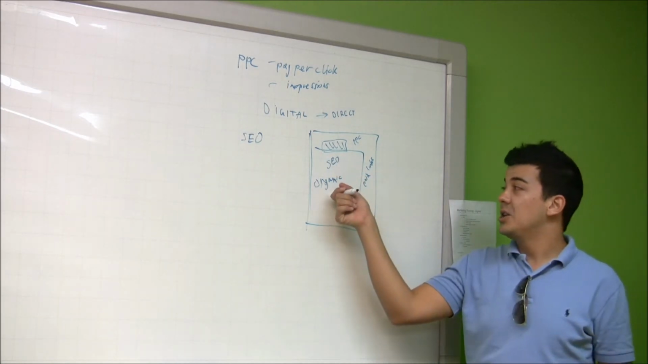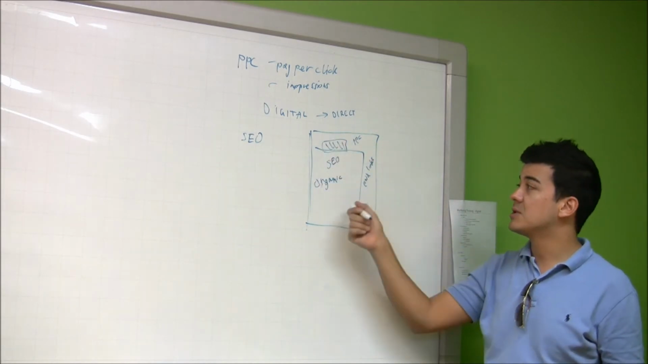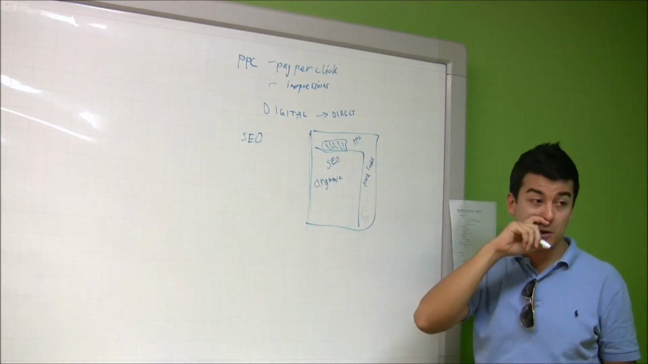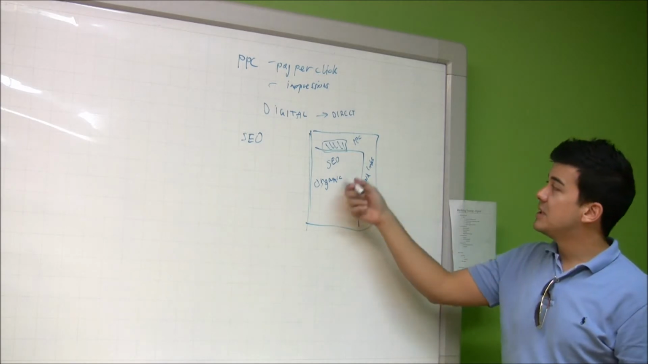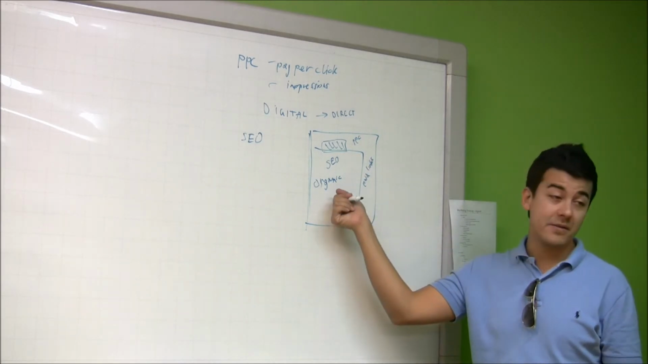People don't pay Google for SEO, but they pay for pay-per-click, because this is the most immediate result. This one is longer term. So I ask you, why would you do this versus this one? You don't have to pay for it? You definitely have to pay for this.